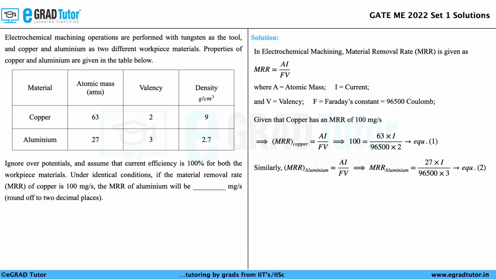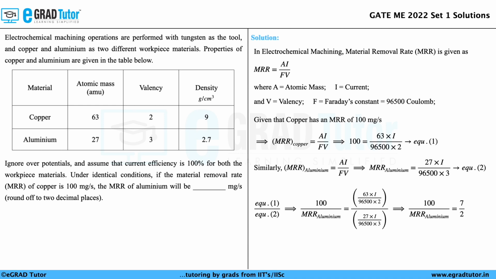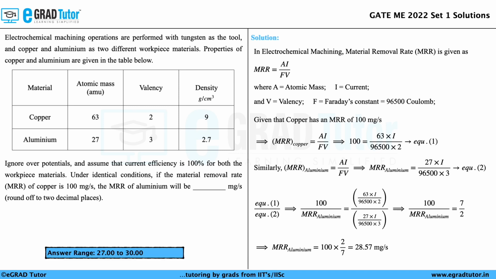Now, dividing equation number 1 by equation number 2, the only unknown is the material removal rate for aluminium, and that turns out to be 28.57 milligrams per second. The correct answer range given for this question is 27 to 30.